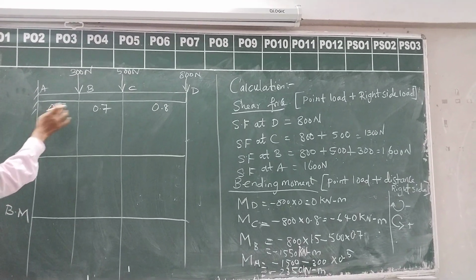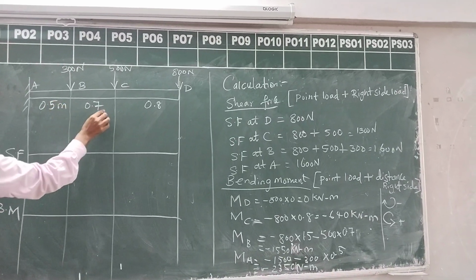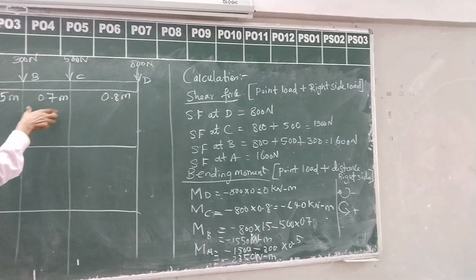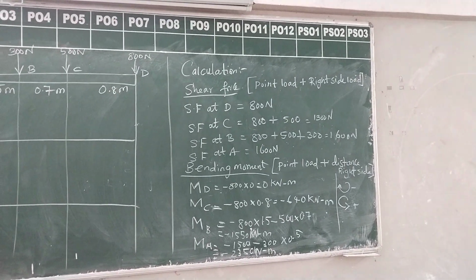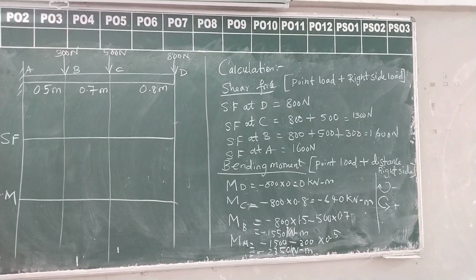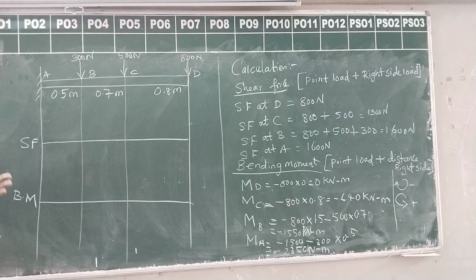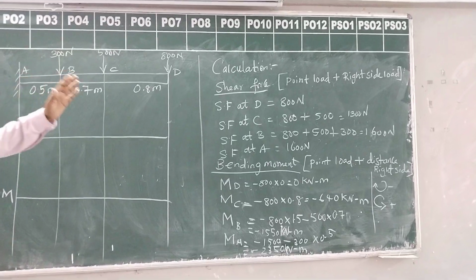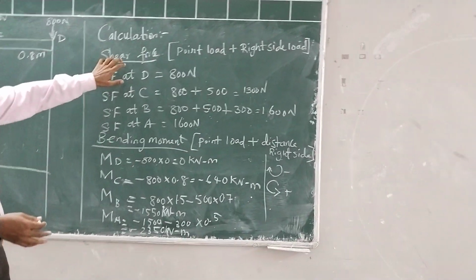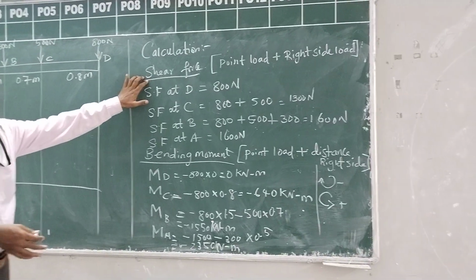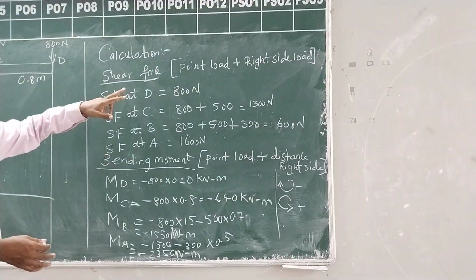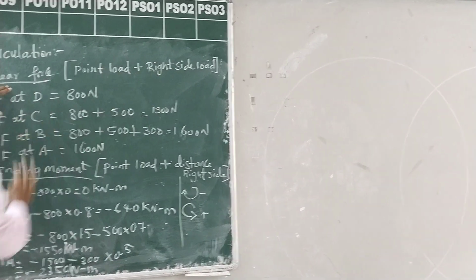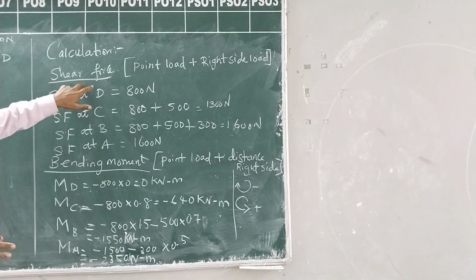The distances are: A to B is 0.5 meter, B to C is 0.7 meter, and C to D is 0.8 meter. Next, we have to calculate the shear force and bending moment. How do we calculate the shear force? In shear force, the concept is that we consider only the point load plus the load on the right side. That is the concept of the shear force.